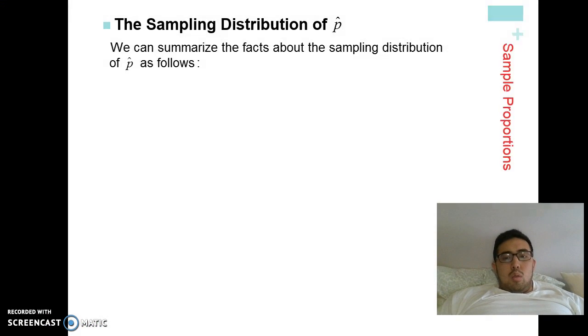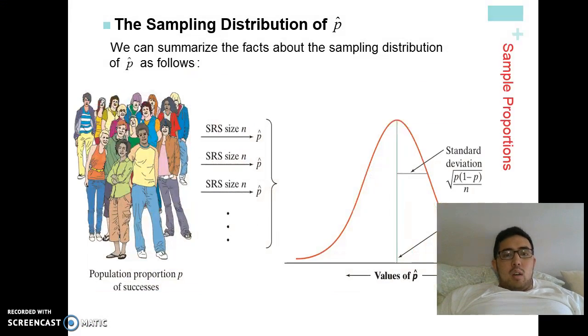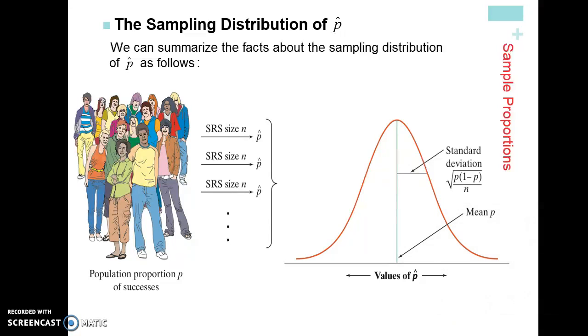Okay, so I lied in the previous video. Let's take a look at the sampling distribution first. Here, essentially, we're looking at the sampling distribution for p. Here are all of my possible values of p hat, centered at p. Now my standard deviation is the square root of p times 1 minus p all over n.